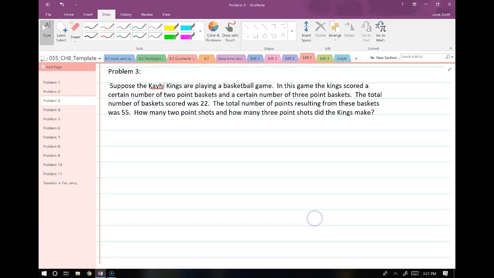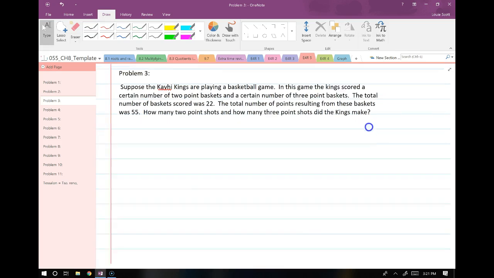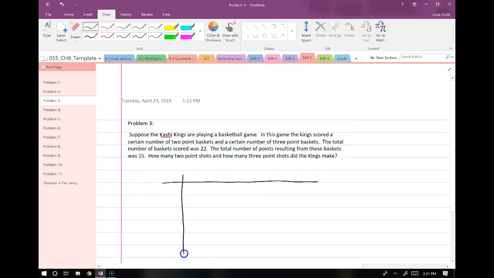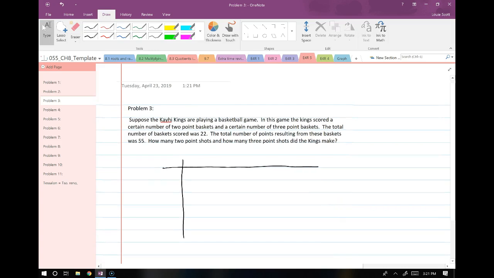Okay, so I'm going to create a table for this. Some people don't create tables for these ones, and that's totally fine. It's up to you. For the mixture problems, I always recommend creating tables, though. So for this first column, we can say total baskets. In the middle column, we can say multipliers. And the bottom, we can say total points.